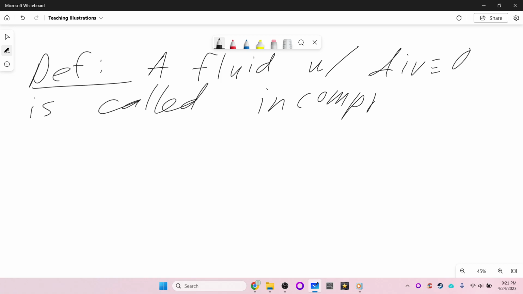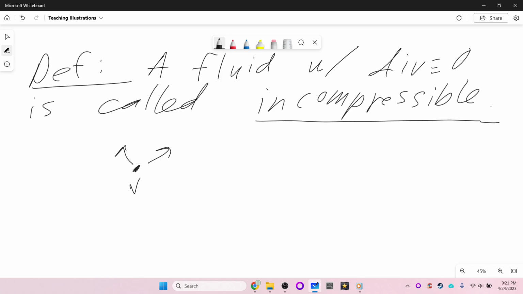incompressible. So no curl makes it irrotational. No div makes it incompressible. And the basic idea being that if you're at any point, there's a certain amount going out, but there's also some coming back in. In net, it's 0, so the amount going out is the same as the amount going in.